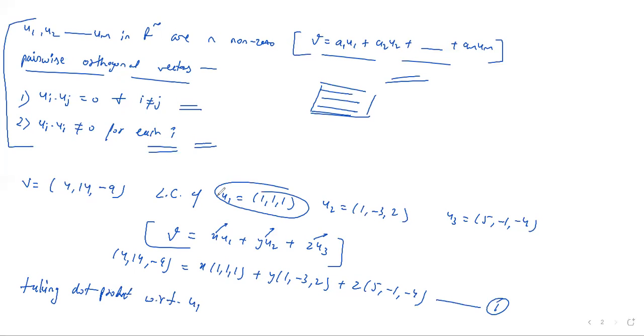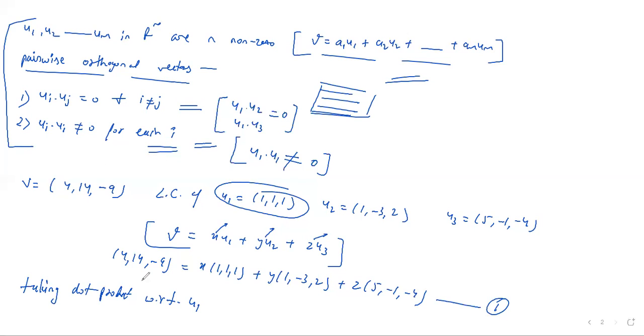Okay, so we have seen this. If we take the dot product of u1 with u1, we will have a value which is not equal to 0. The dot product of u1 with u1 is not equal to 0 by this property, and the dot product of u1 with any other vector, which is u1 dot u2, u1 dot u3, has to be equal to 0 by the property of pairwise orthogonality. Okay, now let's apply this.